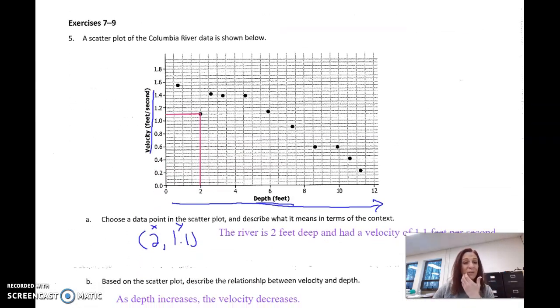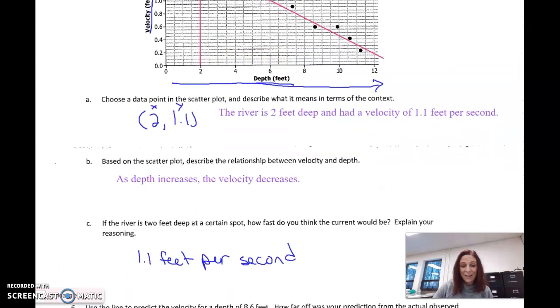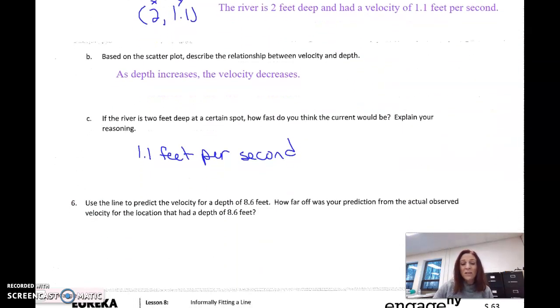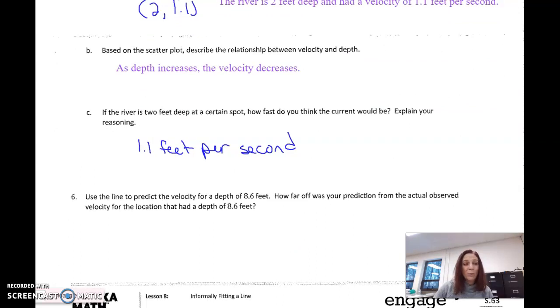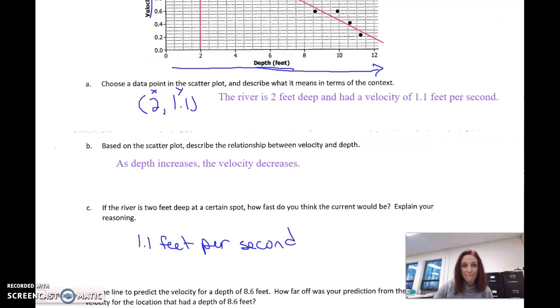Now, remember the hint I gave you. You want to get it as close to as many points as possible. Okay, maybe something like that. It doesn't have to be perfect, but that's not bad, right? I'm trying to fit it in there. That's what it's called, the best fitting line. So now, use that line to predict the velocity for a depth of 8.6 feet.